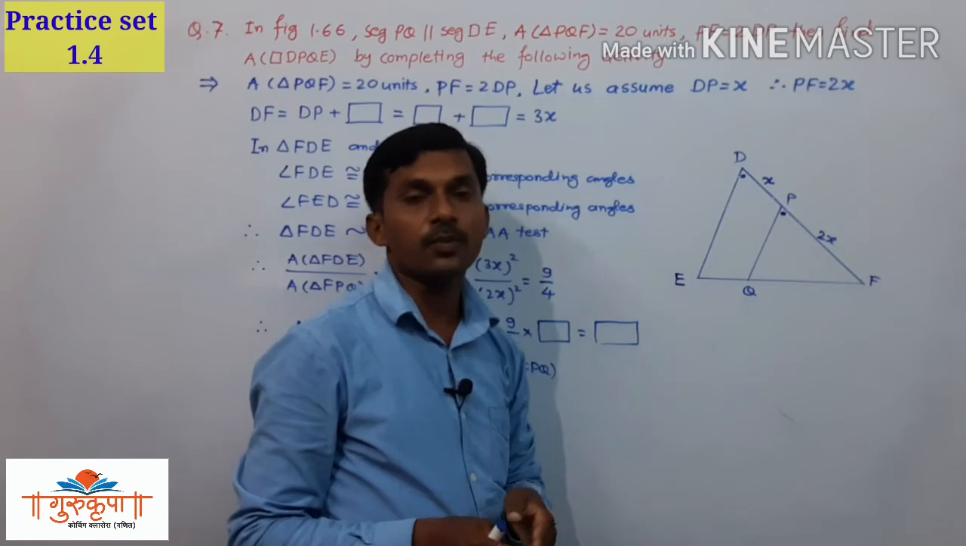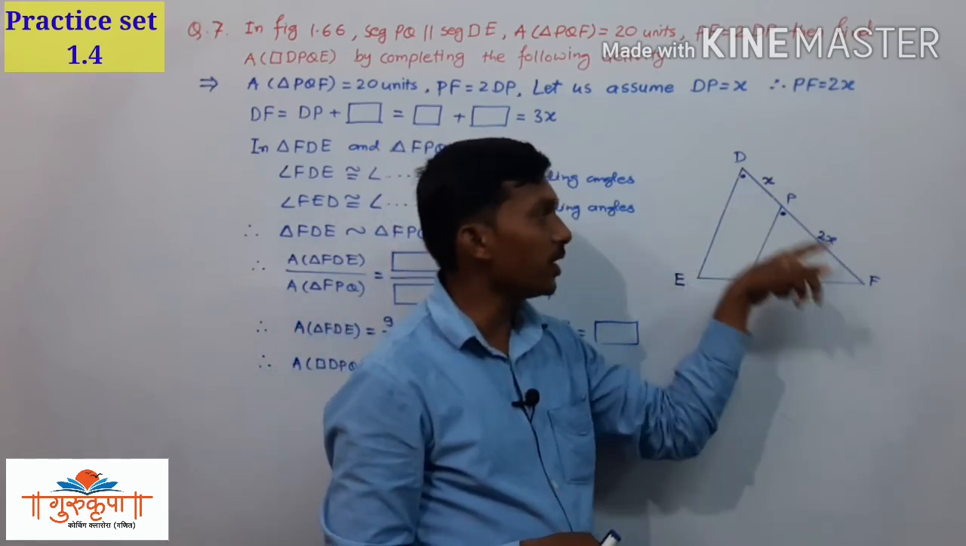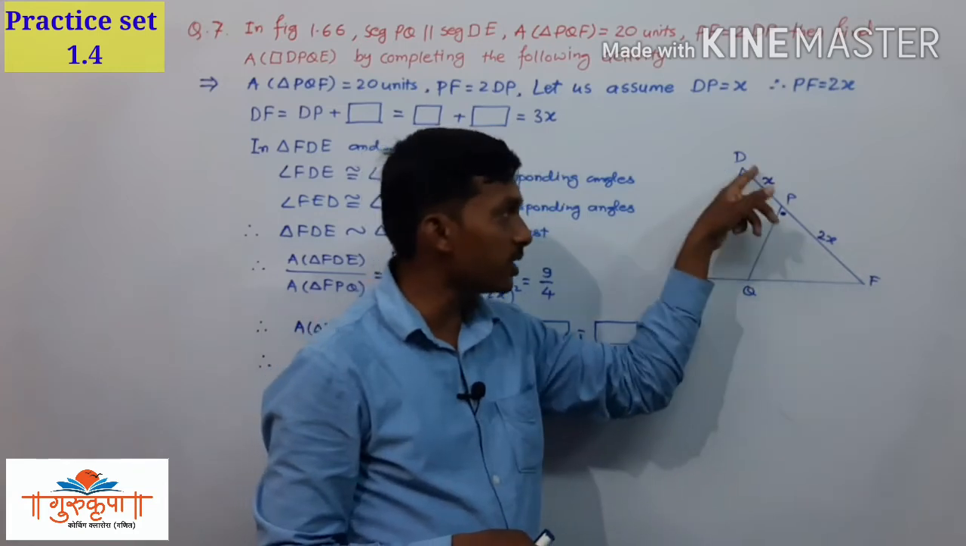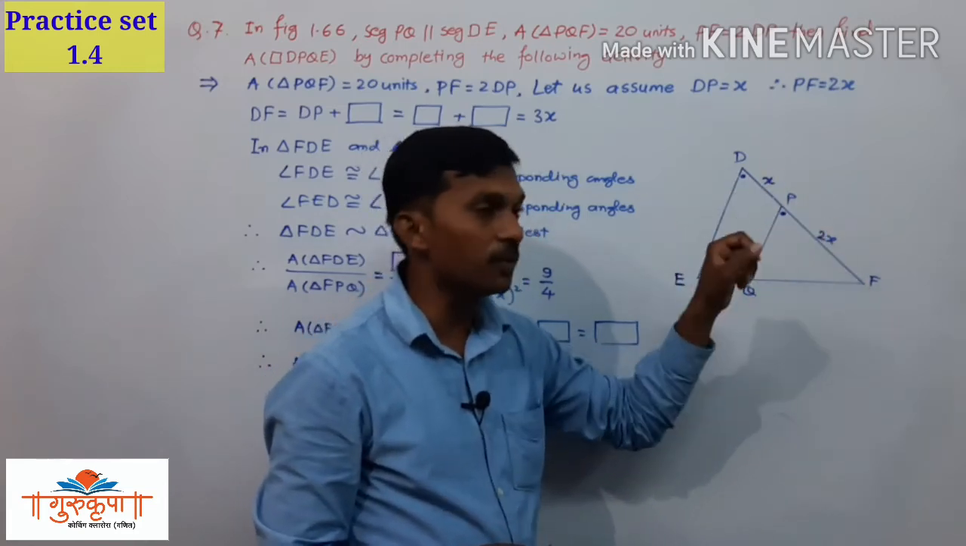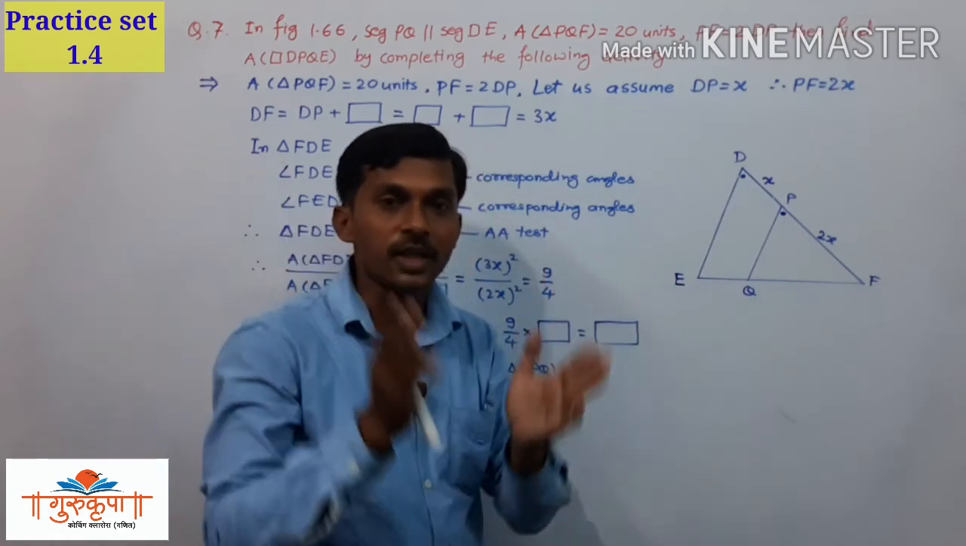Into the second step, what we have to do? We have to find the corresponding sides, that is PF and DF, by considering DP as x. If DP is x, then PF is 2x, and so DF is 3x. That part we have to write in second step.